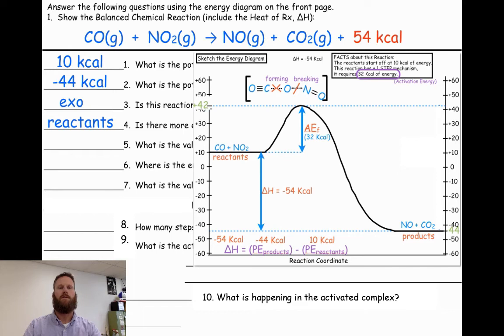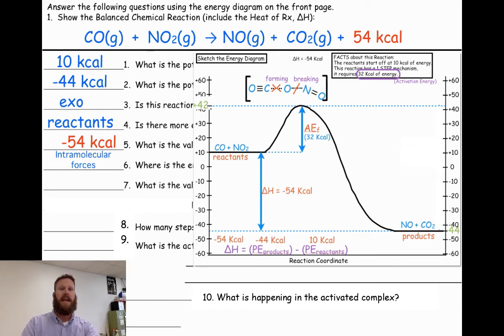What is the value for the heat of reaction? This is delta H. Delta H was given in the problem, and we can see here in the diagram that it is negative 54 kcals. This is the question where you must include the sign along with the value. When in doubt, include the sign with the number. Where is the energy coming from? Intramolecular or intermolecular forces? A covalent bond between carbon and oxygen forms, while a covalent bond between nitrogen and oxygen breaks. Covalent bonds are intramolecular forces.